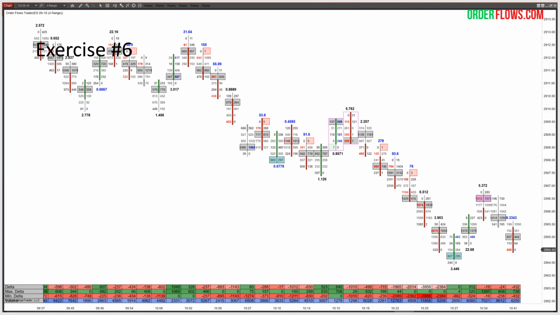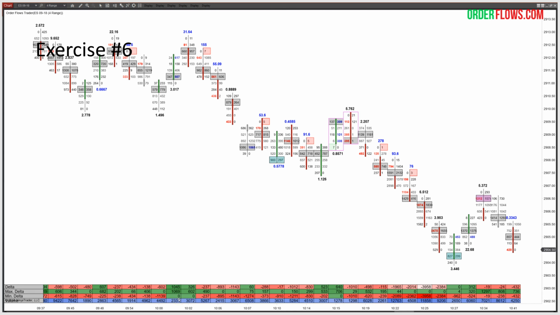Okay, exercise number 6. Alrighty, and what do you got? It's right here. 1045, 326. Delta is still positive, but it's getting weaker. And then it turns negative: minus 237, minus 893, minus 1143.